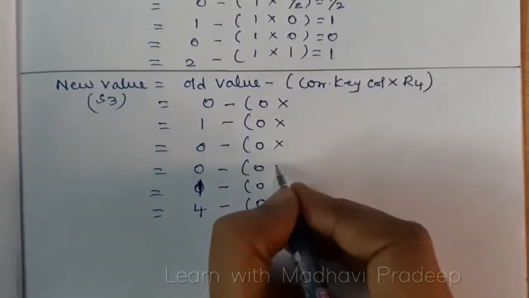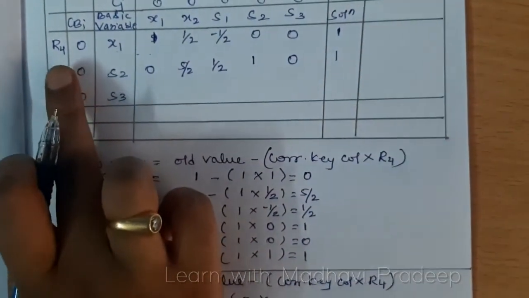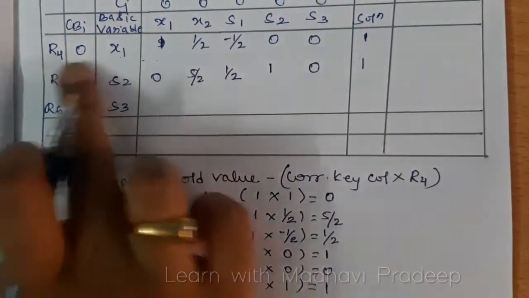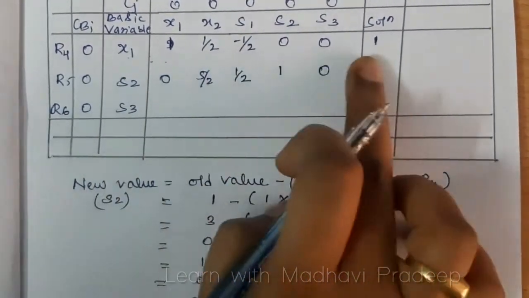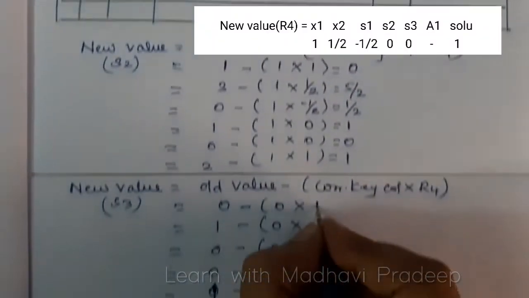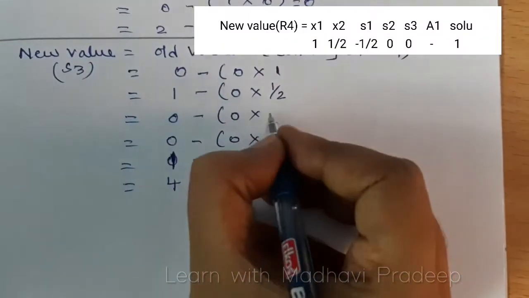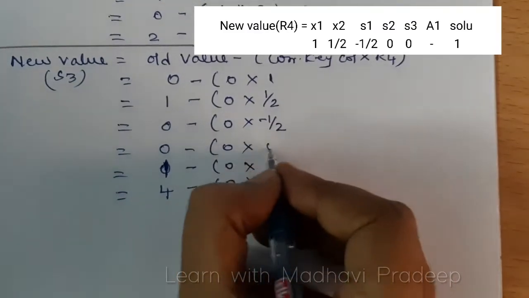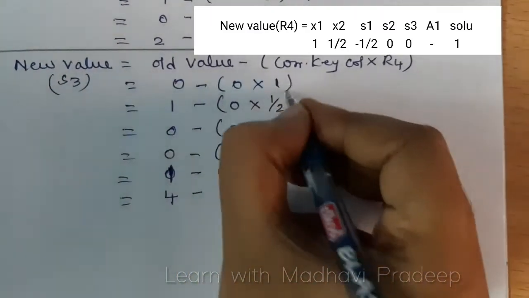Then into the R4 value. The R4 value from the iteration 2 table, this is the first new value we have found for the key row. So write down these values. The first value is 1, 1 by 2. Next minus 1 by 2, 0, 0, 1.